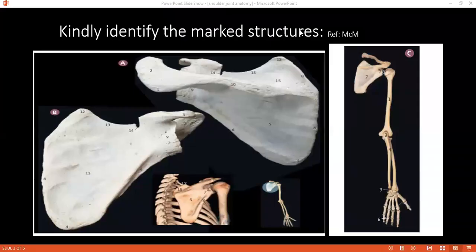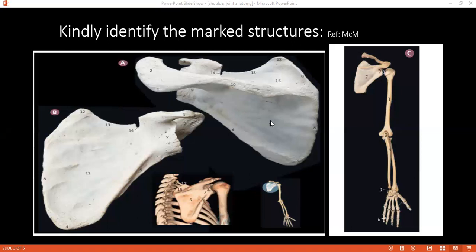Can you please tell me what is this two? This is the acromion process. Okay. Can you please tell me 15 here? Okay, that is supraspinous fossa. What muscle is inserted here? Supraspinatus muscle. What is the nerve supply of this muscle? It is the suprascapular nerve.